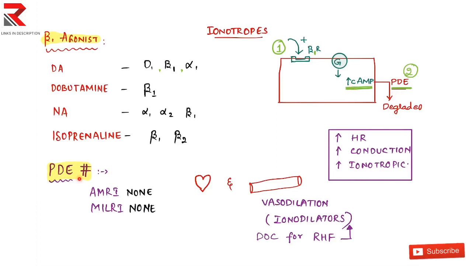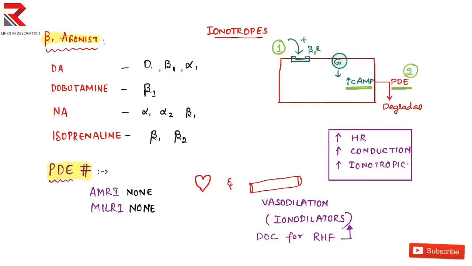To kill your enemy, none of the enemy. Do you need enemies? No, none of your enemies must be present. In the same way, the drugs also end with none. Amrinone and milrinone are your main drugs which kill your enemy. So the phosphodiesterase inhibitors are amrinone and milrinone.